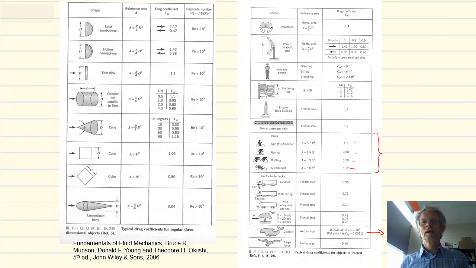Okay. So there's some other interesting numbers here. The one related to trucks is interesting. If you have a standard tractor trailer, 0.96. If you have one of those fairings on the roof, it reduces to 0.76. And then if it's actually connected to the cab and closed, it's 0.7. So those are significantly smaller numbers. There would be good economic reasons to have those kinds of fairings installed at the roof of trucks, or to streamline them, if you can reduce the drag coefficient by 20%.